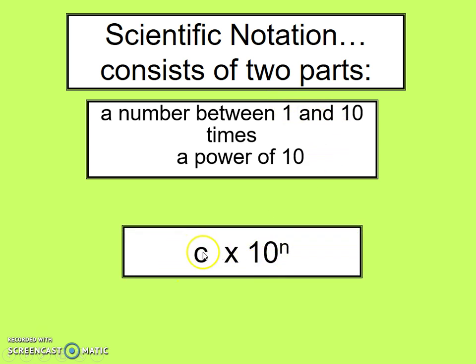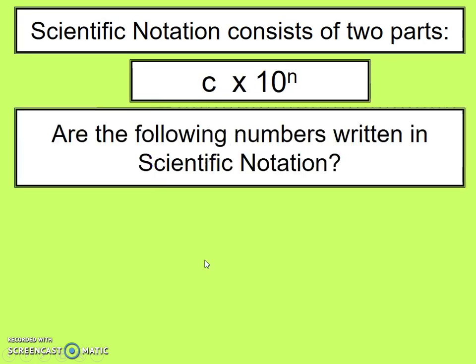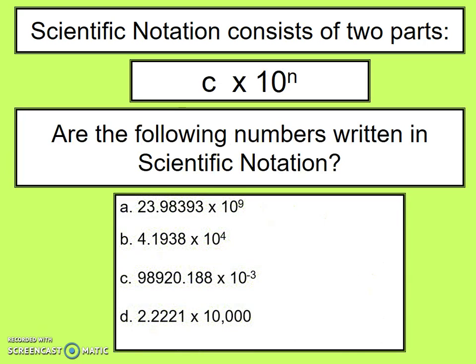So C, representing some number, times 10 to the nth power, where again C has to be that number between 1 and 10, and n is going to be that exponent telling you how many times you move the decimal to make that value between 1 and 10. Okay, so let's take a look at a few values and just decide whether or not they're in scientific notation or not.